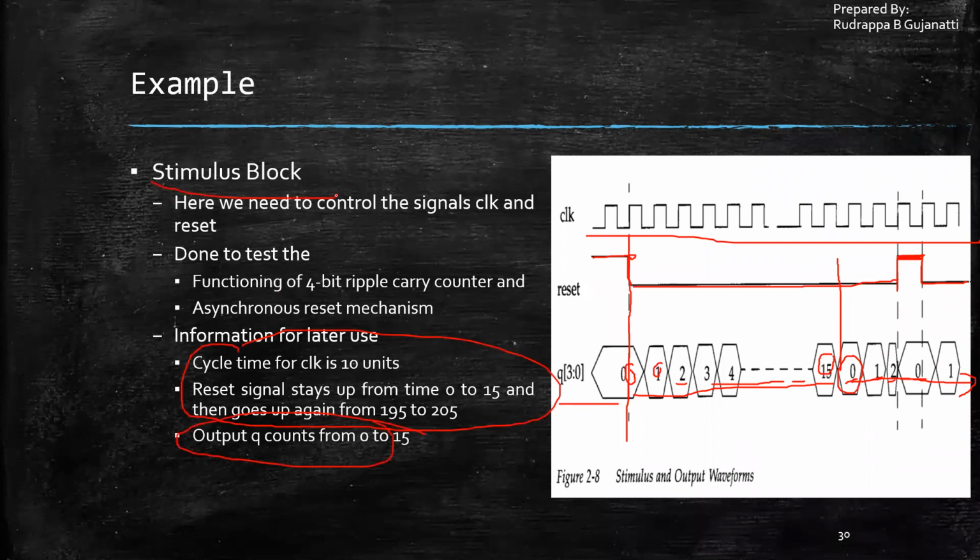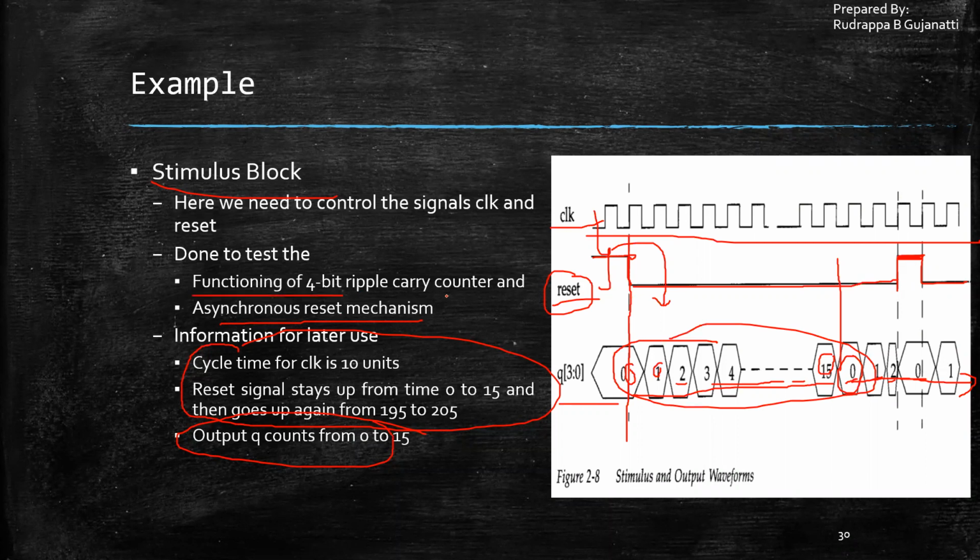Here the stimulus block is used to do what? It provides the clock signal and the reset, which control the 4-bit ripple carry counter. In this case, what we have to check is what happens when reset is changed, that is the asynchronous reset mechanism, and whether, when reset is 0, counting is happening, that is the functioning of the 4-bit ripple carry counter. That is what we are testing over here.